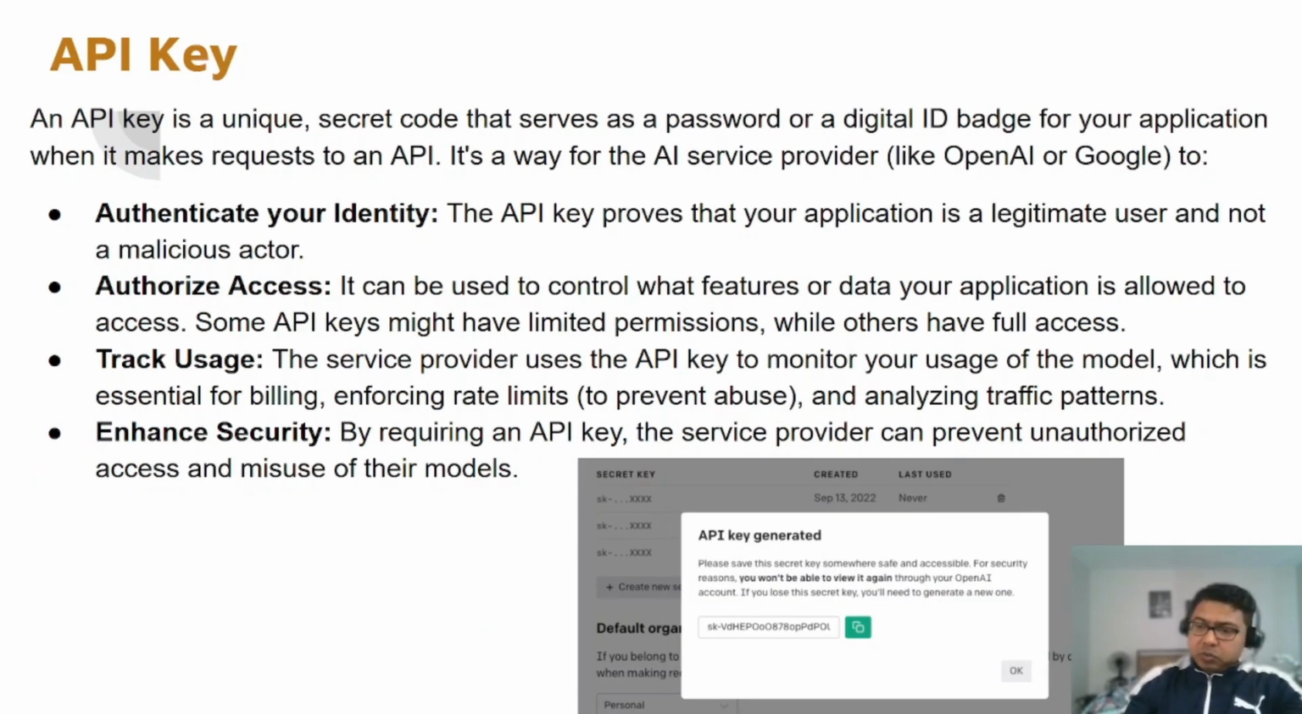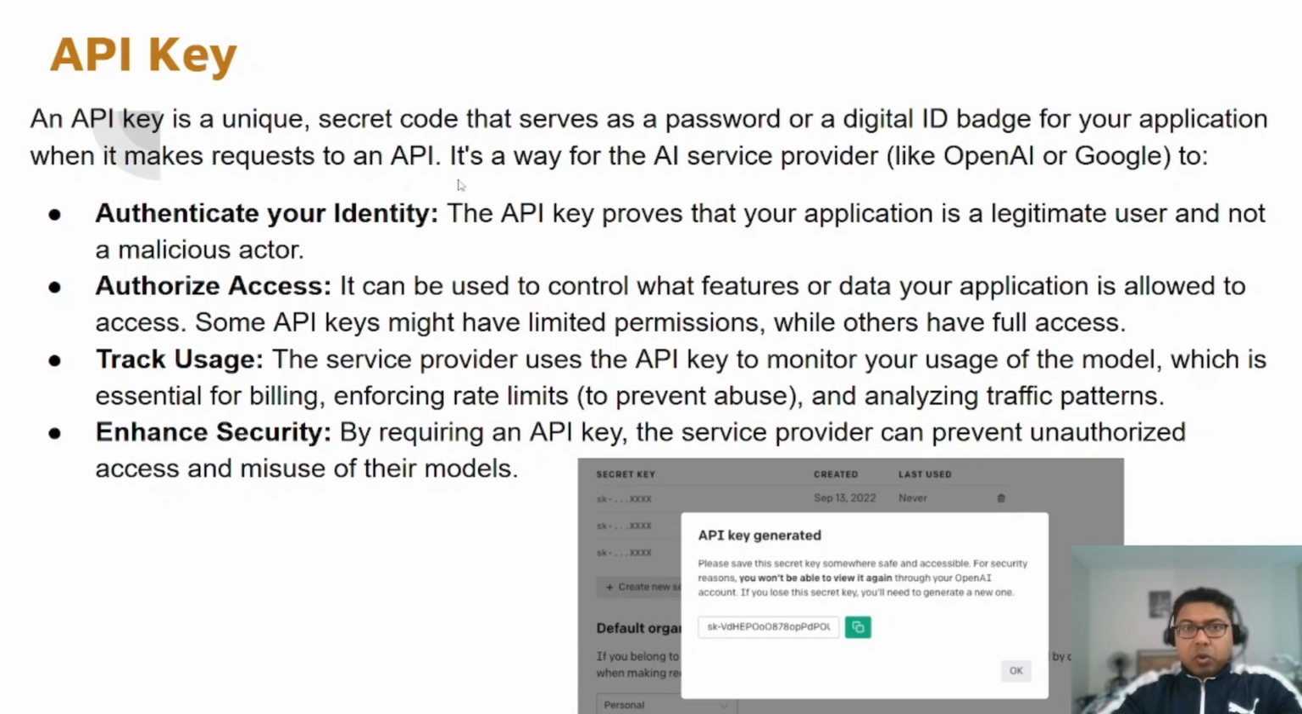API key. To use an API programmatically, or to use, say, a large language model, right, or LLM, programmatically through API, we need an API key. So the API key is the secret code which identifies who we are, so that no one else can pretend to be us and try to mimic what we want, right? So they provide an API key. So what is this API key? The API key is a unique secret code that serves as a password or a digital ID badge for your application when it makes a request to an API.